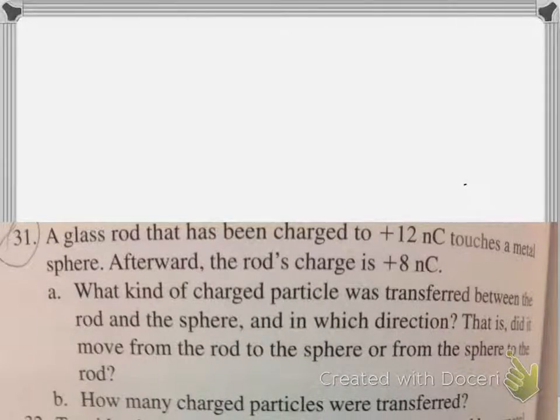Okay, so the rod touches a metal sphere. Afterwards, the rod's charge is 8 nanocoulombs. If it was 12 nanocoulombs and it touched a metal sphere of 8, how come it's not 6 and 6?